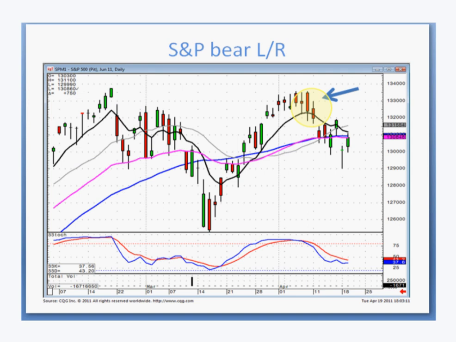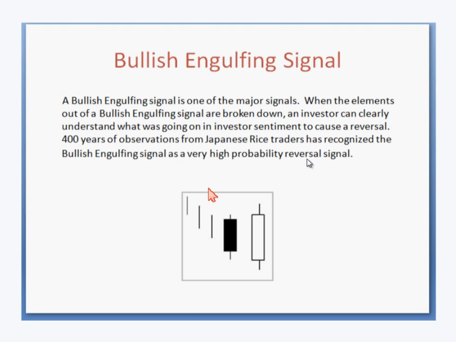If you see a candlestick buy signal in the oversold area, more than likely it's reversed. You're heading in the uptrend. If you see a candlestick sell signal, a bearish left-right combo in the overbought area, more than likely you're going to see a downtrend. So each signal that we go through, we kind of explain what the psychology is.